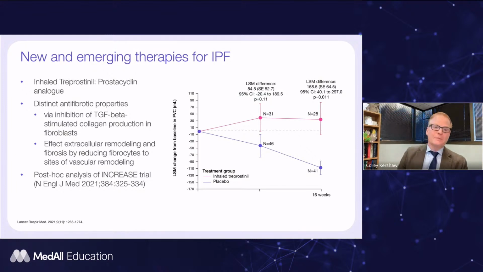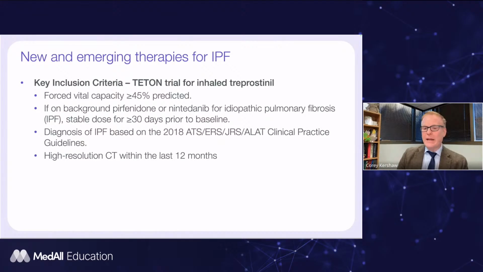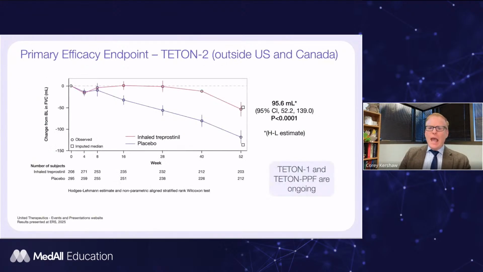And because of that, there has been a dedicated trial to use inhaled treprostinil to treat the fibrosis itself. So this is the TETON study. TETON is enrolling patients who have a forced vital capacity of greater than 45%. They are allowed to be on background therapy, as most of these trials allow, with an appropriate diagnosis of IPF and a recent HRCT. There are 2 trials ongoing for TETON. There's TETON 1 and TETON 2 for IPF.